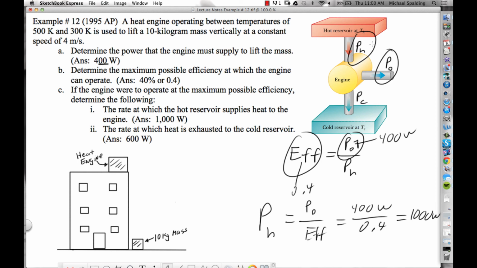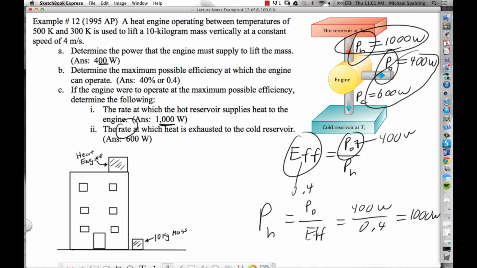So we now know power from the hot is 1,000. Power output is 400. So what must be the power dumped to the cold? 600, right? This must equal these two added together. So we got 1,000, and then the last one, the rate at which heat is exhausted to the cold. Rate of heat is the power, 600. You guys get this? All right.